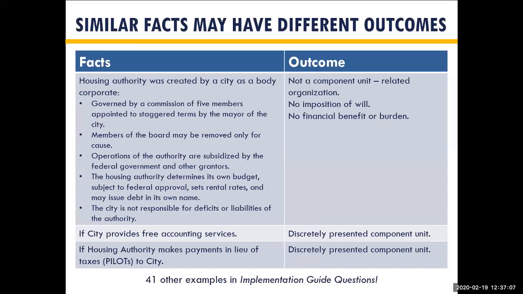Well, in the initial analysis, it might not even be a component unit. It would be a related organization because there's no imposition of will or no financial benefit or burden. But if the city provides free accounting services, which is very common, this could be a discretely presented component unit. Or let's say the housing authority makes payments in lieu of taxes to the city. That could be a discretely presented component unit. And as I mentioned at the bottom of the screen, there are 41 other variations we could go through on this one, which makes component unit and reporting entity analysis very, very difficult to go through. And so think about it as you prepare your financial statements, or for the auditors in the audience, about how we interact with our clients. There could be similar facts, but different outcomes based on the facts and circumstances.